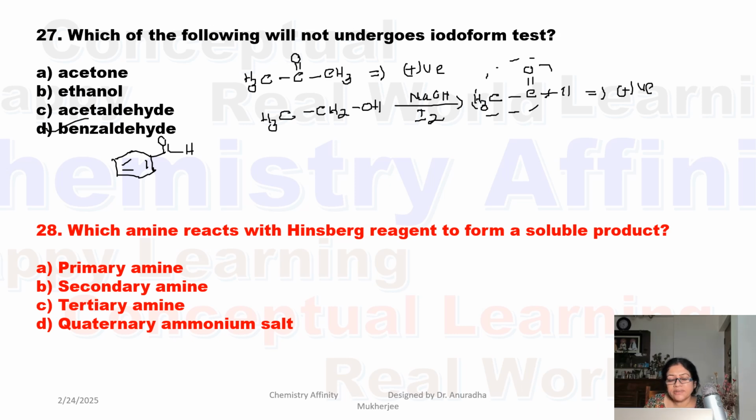Which amine reacts with Hinsberg reagent to form a soluble product? Both primary and secondary amines first react with Hinsberg reagent. They form an insoluble product, but after that the primary amine will react with sodium hydroxide and then finally it will get soluble. Here I am not explaining the Hinsberg test. I have prepared a separate video on the Hinsberg test. So here the correct option will be option A.